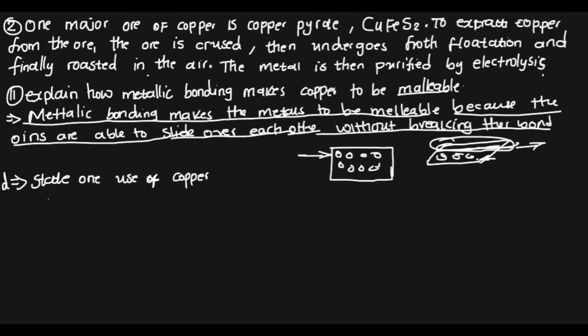Now question D: state one use of copper. Copper we can use to make electric cables. That is a use of copper. Also to make cooking utensils. Some of the things we use in our kitchens are made of copper. There are so many, even hot water pipes, some of the pipes are made from copper.